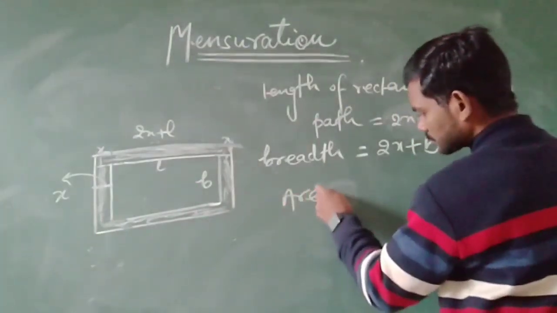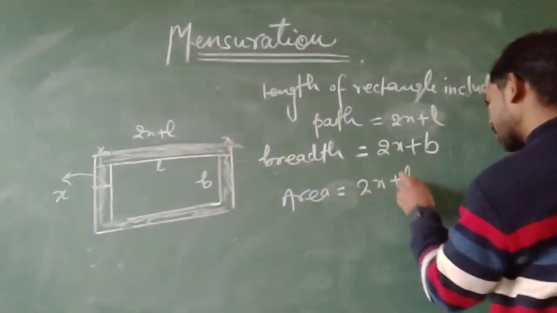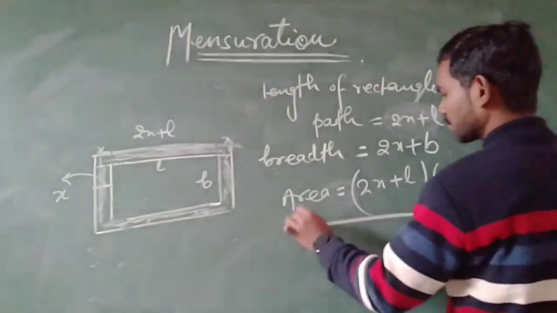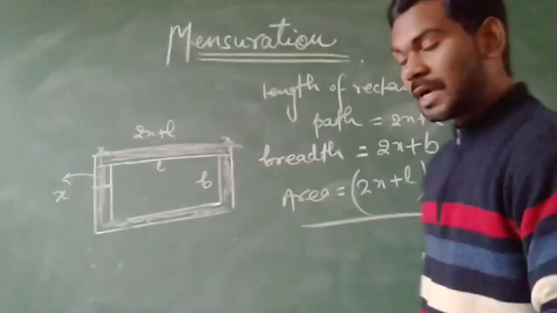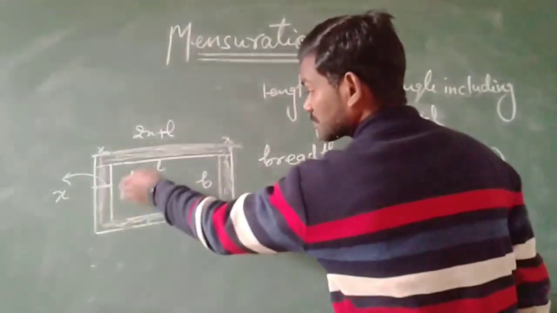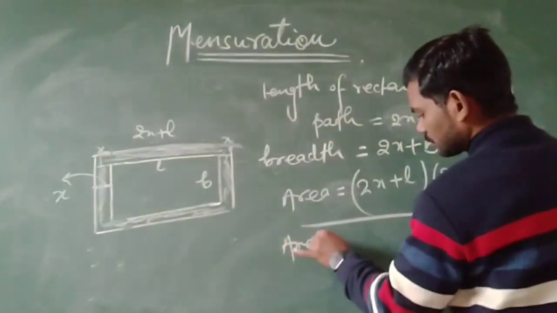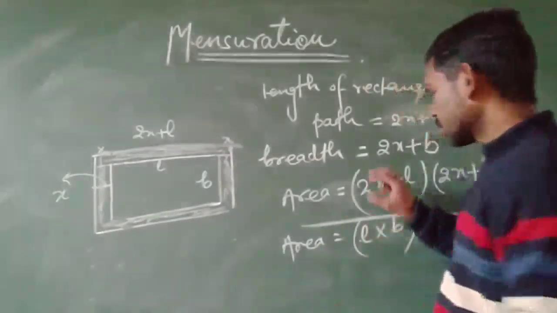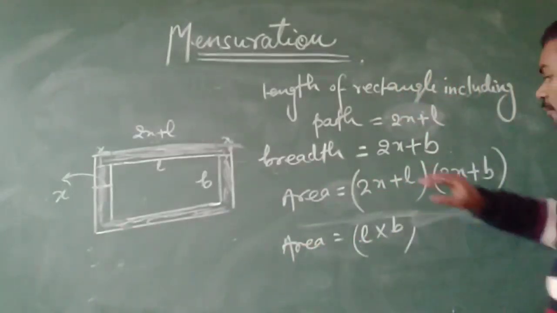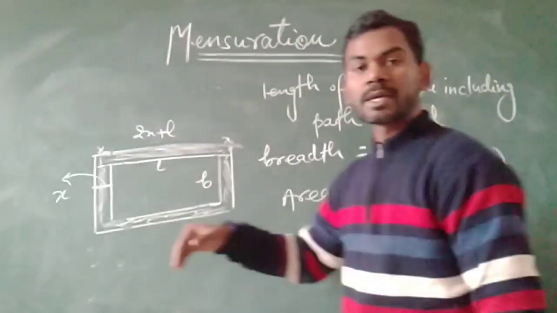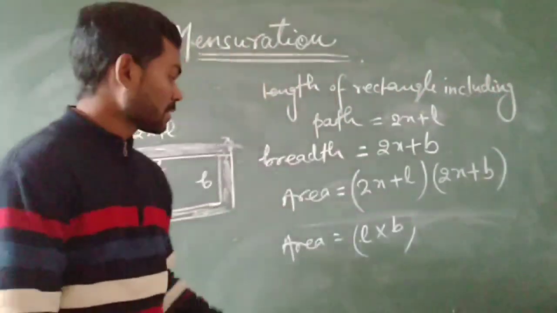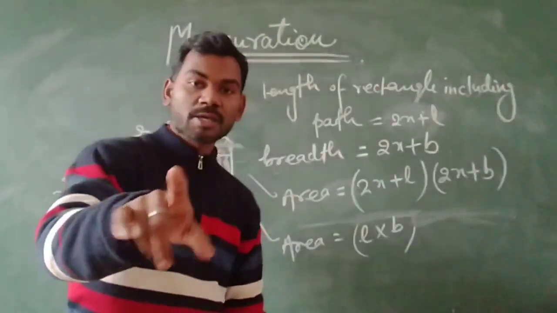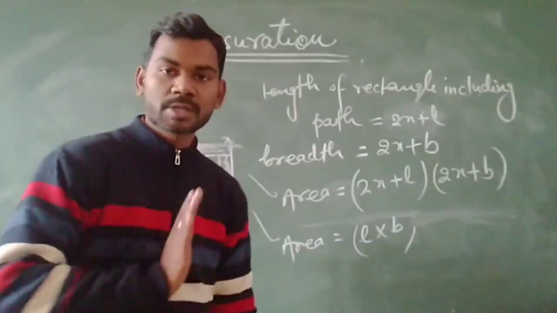So if we find out the area of the larger rectangle, it becomes length into breadth, therefore the area becomes (2x plus L) into (2x plus B). So this is the area of the larger rectangle, and the area of the smaller rectangle becomes L into B. And when we find the difference of these two areas, we get the area of the path. I hope it is clear.